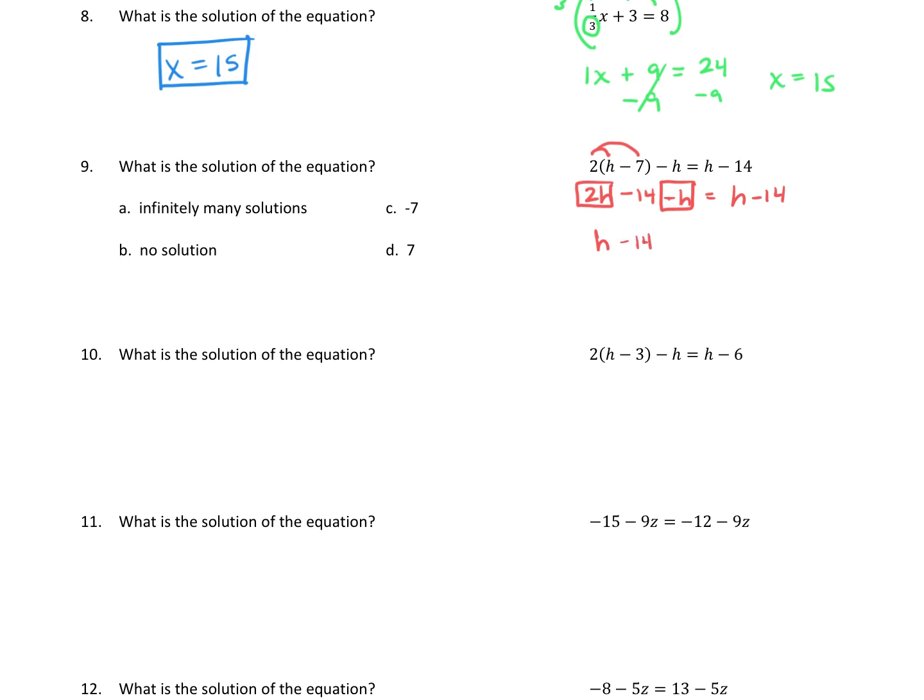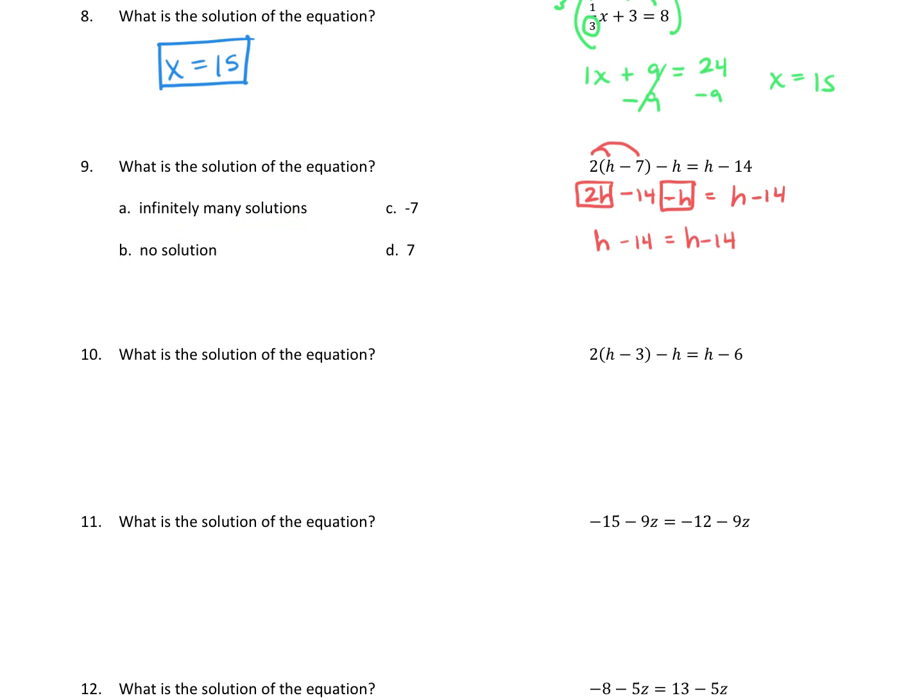Minus 14 equals h minus 14. At this point, you might notice that h minus 14, the left side of our equal sign, equals h minus 14, the right side. The left side is equal to the right side. When that happens, I'll tell you right now, that's going to lead us to infinitely many solutions.